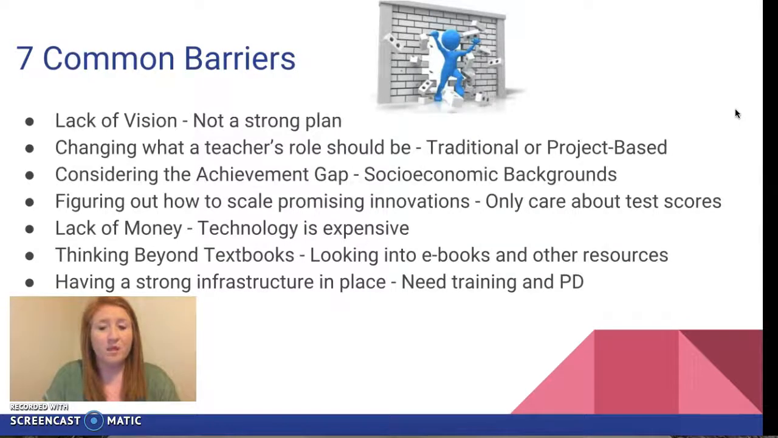And then the seven barriers talked about lack of vision, just not having a strong plan, and changing what a teacher's role should be. Right now, we're in a limbo between being a traditional teacher and moving more towards project-based learning. Then there's considering the achievement gaps, so socioeconomic backgrounds. For example, I work at a Title I school and we don't have very much technology. Fourth, figuring out how to scale promising innovations. Right now, it's just caring about standardized test scores. I do think education's getting better about that, but it's still there.